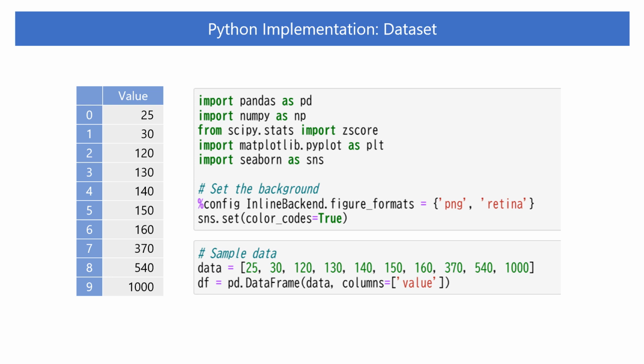Let's use this simple dataset to detect outliers in Python. This dataset consists of 10 data points. First, import the libraries and prepare this dataset. Make sure to import zscore from scipy.stats to compute z-scores efficiently.